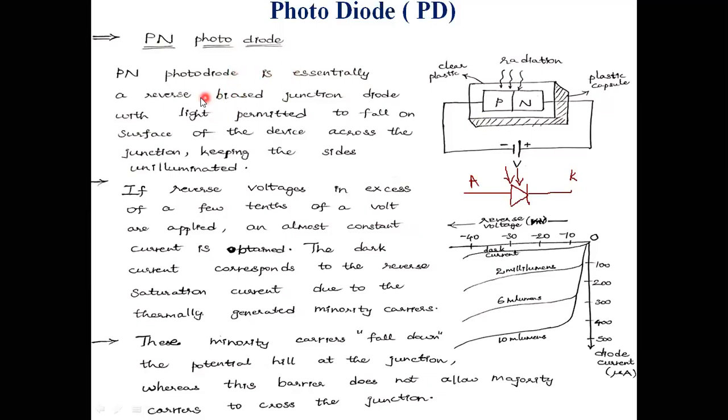This is the PN photodiode. This photodiode acts as an optical detector. In optical fibers, earlier we have seen the optical sources. Those sources are LEDs and lasers.